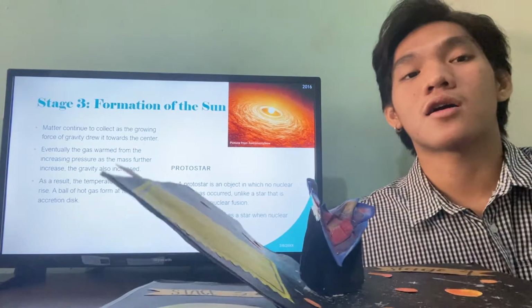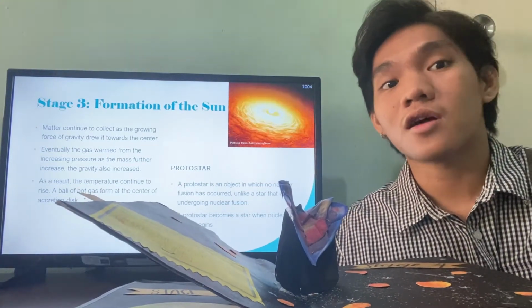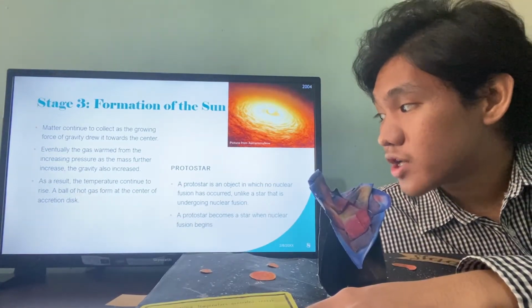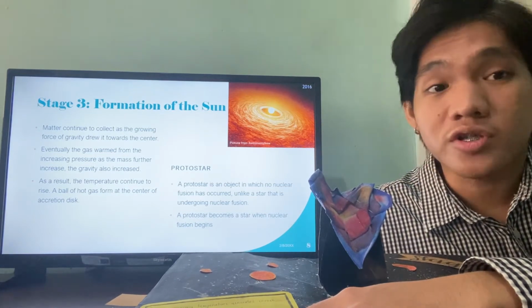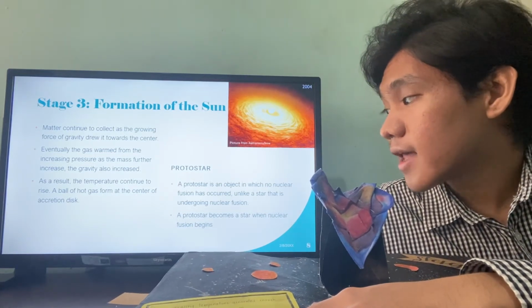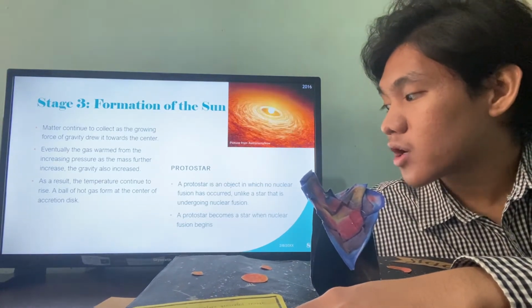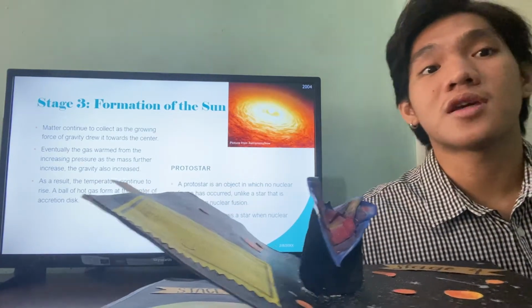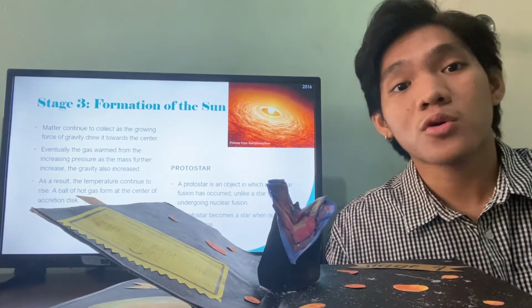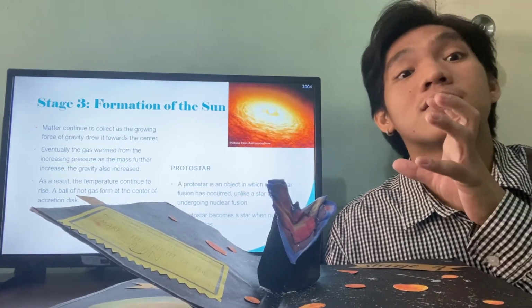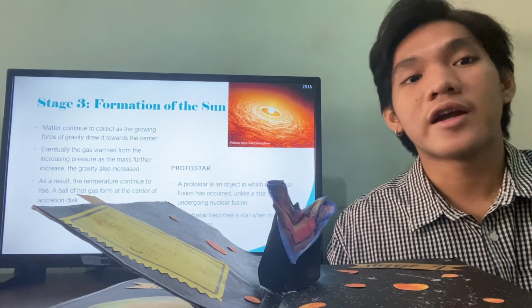Why is it called the protostar and not a star? A protostar is an object in which no nuclear fusion has occurred, unlike a star that is undergoing nuclear fusion. A protostar becomes a star when nuclear fusion begins. So that is the main difference between a protostar and a star: there is nuclear fusion.